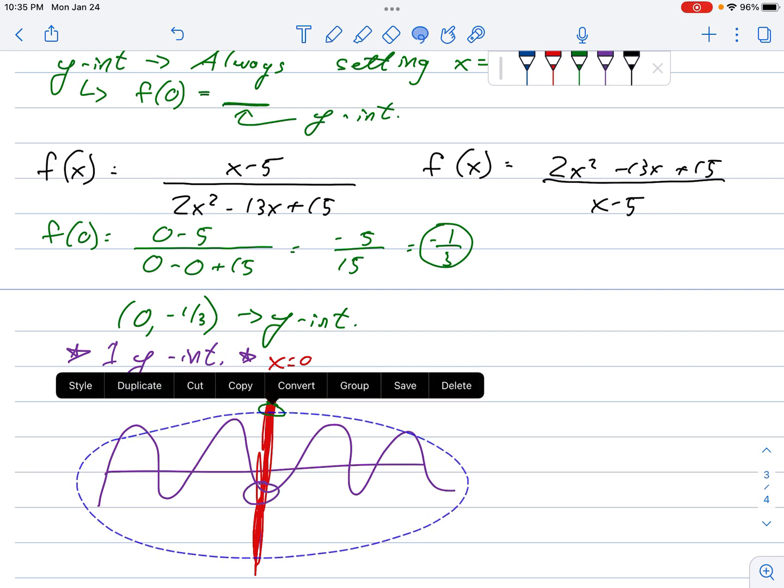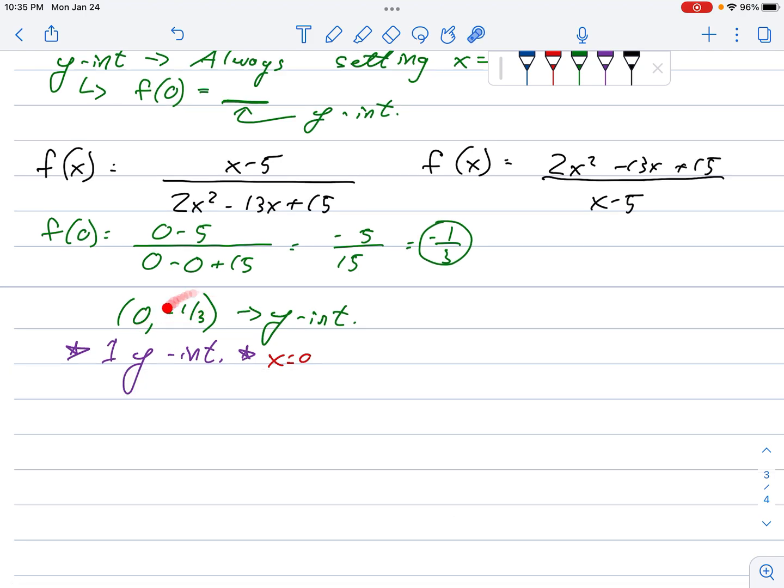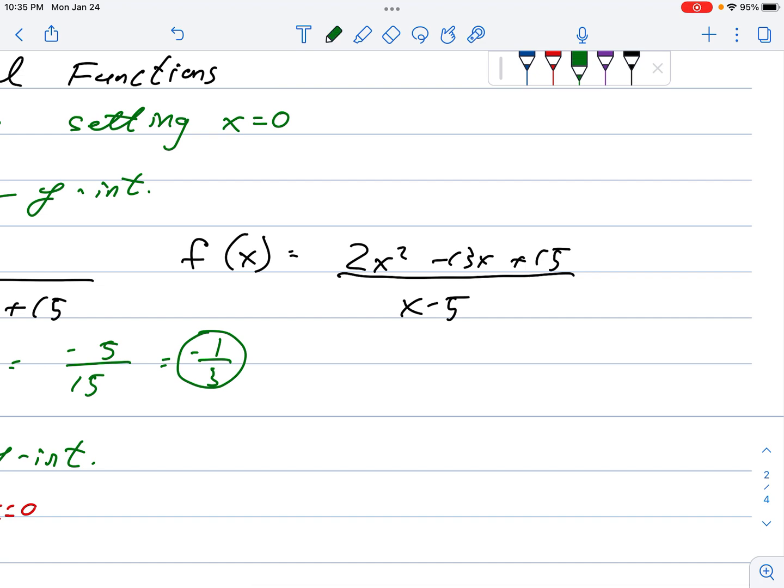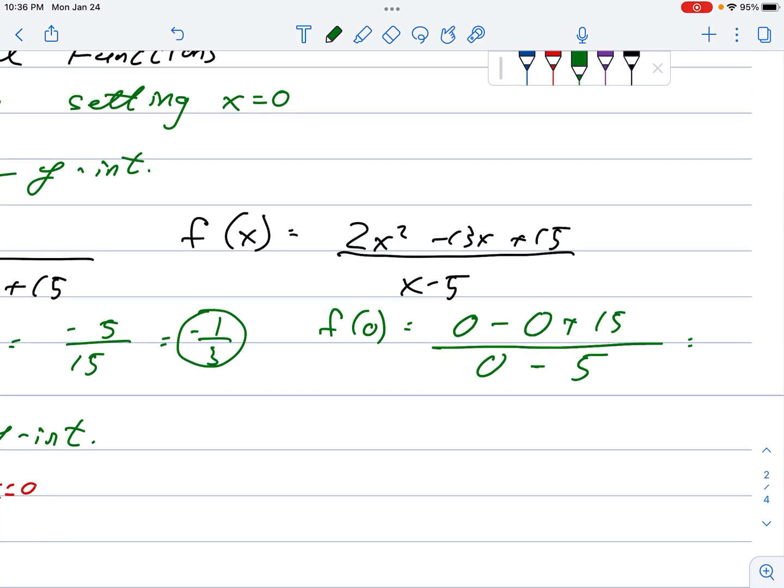So when we're solving for the Y-intercept, we plug in 0, and I'm getting one value. Same over here. I'm going to plug in 0 to get my Y-intercept. 0 minus 0 plus 15 over 0 minus 5. I picked the same function, and now I'm getting 15 over negative 5. In this case, my Y-intercept is negative 3. So I can call this 0, comma, negative 3. And that's my Y-intercept for this problem.